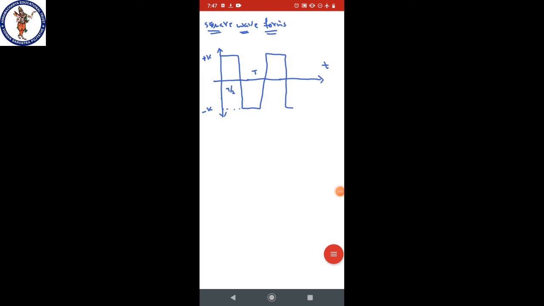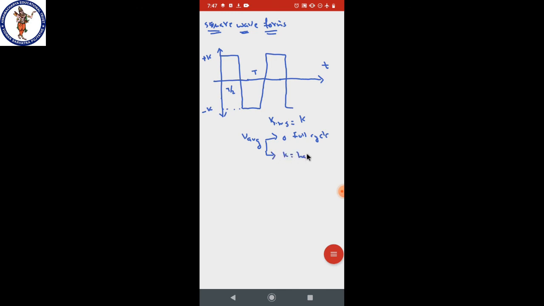Okay, next you go for the square waveform. This is one of the square waveforms. What is the Vrms value of this circuit? Vrms equal to K. Average value for the full cycle will be 0.